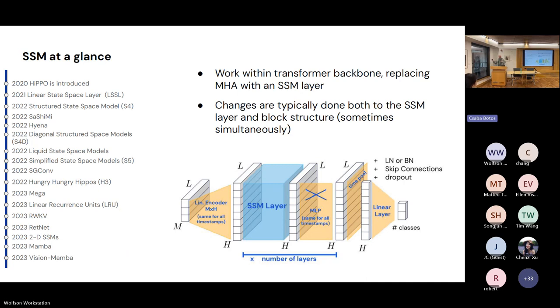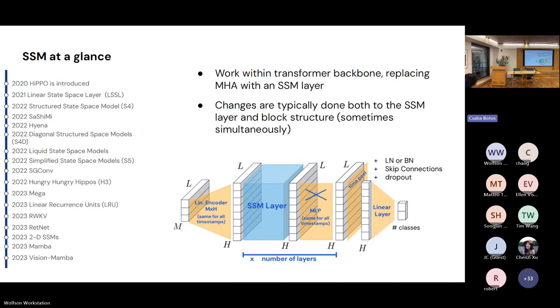And this is sort of at a glance, you know, this kind of space exploded a little bit. So it kind of started in 2020 with the HiPPO paper from Albert Gu and Christopher Ré, and then there were more and more papers exploding. And what's the big idea behind them?